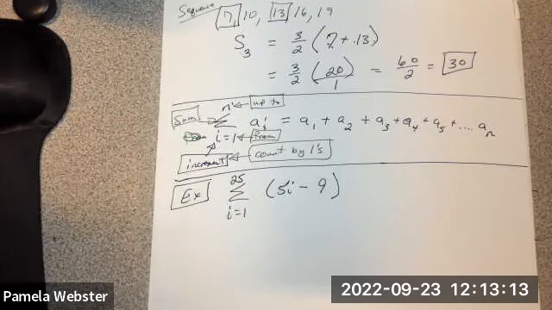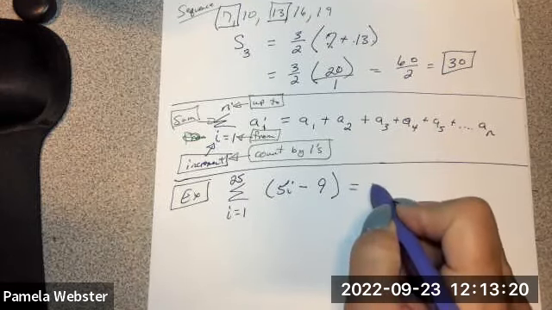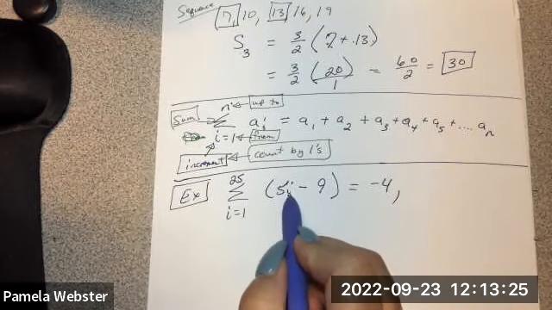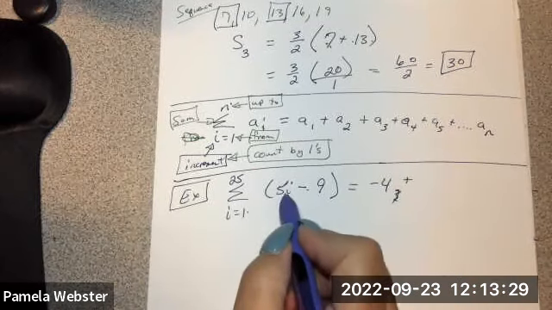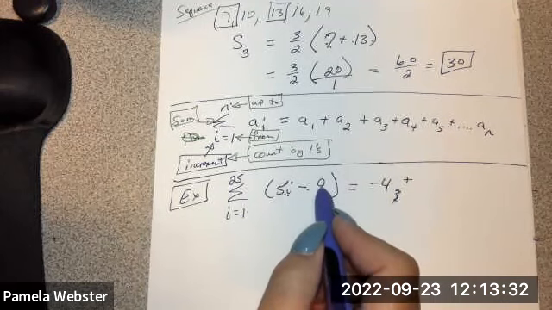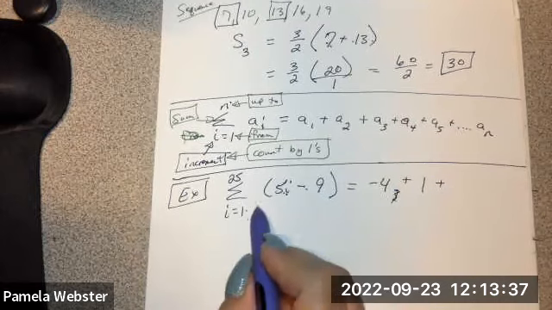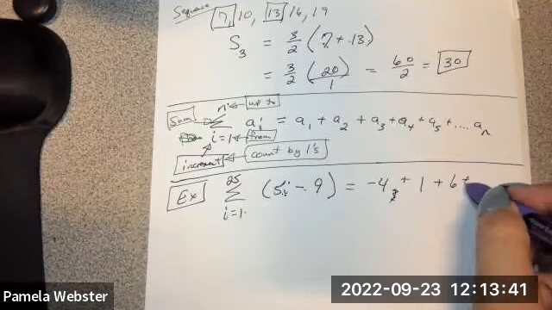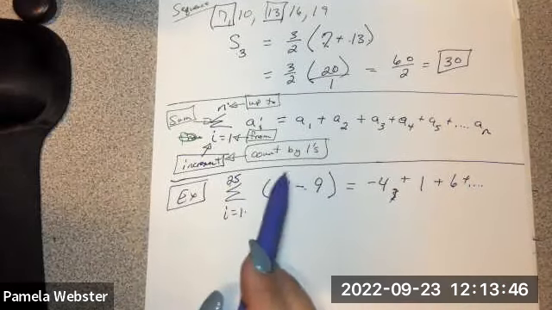So I can come through here and go, well, 5 times 1 is 5, minus 9, so that's -4. Plus, 5 times 2 is 10, minus 9 is a 1. Plus 5 times 3 is 15, minus 9, that's a 6, plus, and I've got to do this all the way up until I get to 25. That's a lot of terms there, right?